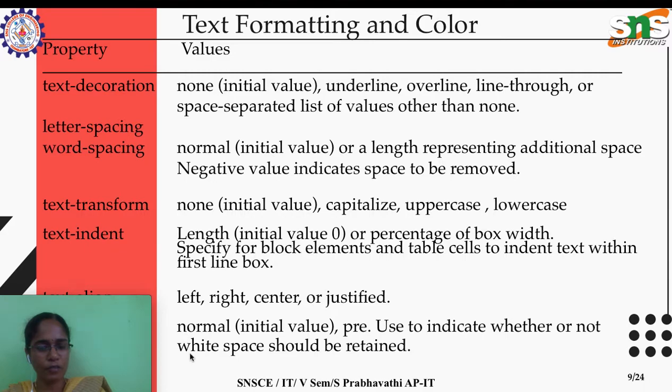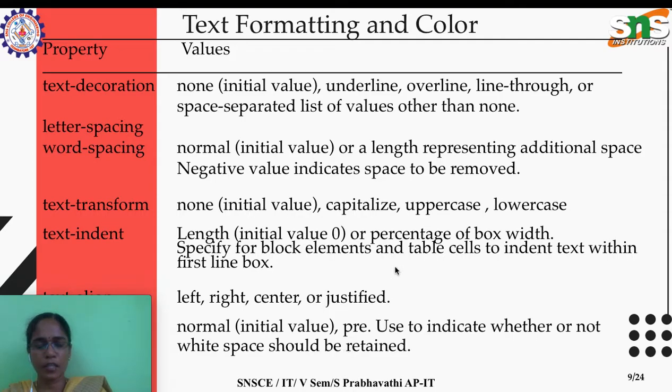And this property is about white space. The initial value is normal, or pre-formatted. White space is used to indicate whether or not white space should be retained. I told you by default it won't be retained. Whatever number of spaces we are giving, the browser will trim all those white spaces and keep only one single space. Or else we can go for utilizing the pre-formatted element, pre. I think we have seen a demo for this element also. So this property speaks about whether the white space should be retained or not.